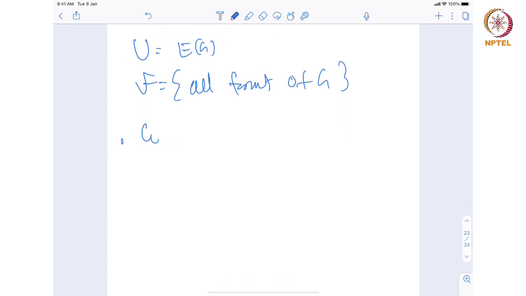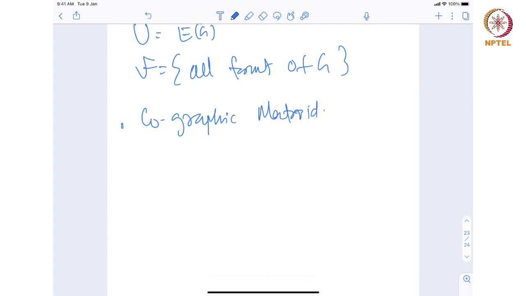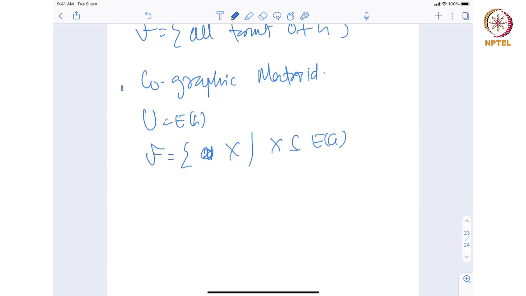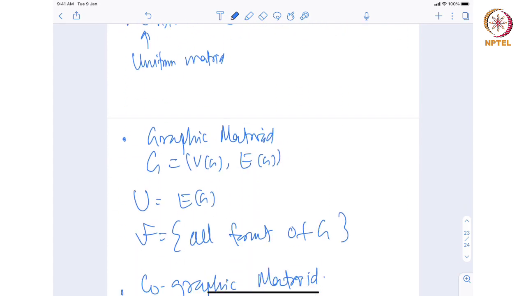There is something called the co-graphic matroid. Again, my universe is the edge set of my graph, and my family is all X, where X is a subset of E(G) and G minus X is connected. It's basically those subsets of edges whose deletion keeps the graph connected. These are called co-graphic matroids. So there are various matroids.